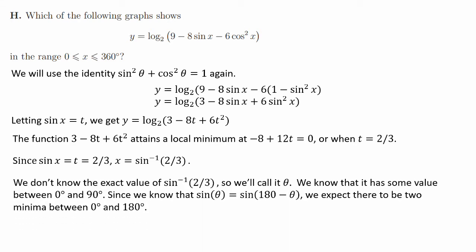And once again, we don't have access to a calculator, so we don't know the exact value of the inverse sine of 2/3. So for now, we'll just call it theta. We do know that it has to have some value between 0 and 90 degrees. And since we also know that sine of theta is equal to sine of 180 minus theta, we expect there to be two minima between 0 degrees and 180 degrees.